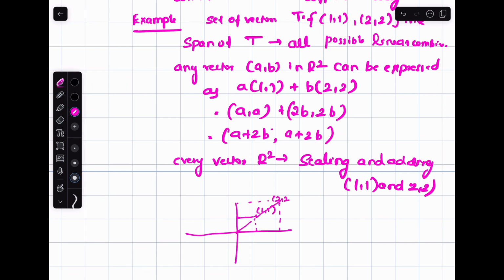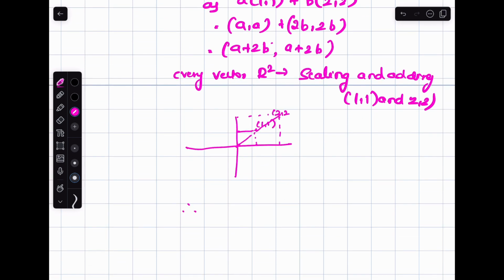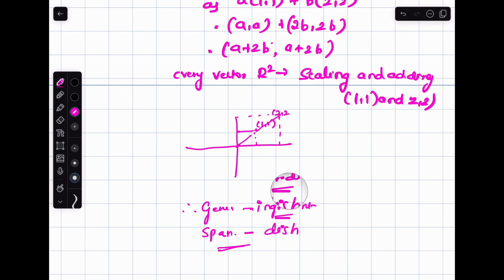If I try to sum up generating set and span with a real world scenario, you can compare the generating set to the ingredients. The generating set provides the ingredients to create every vector in the space. And if I represent span as a dish, then span represents all the vectors that you can make from those ingredients. So I hope you understood this. That is about the span.